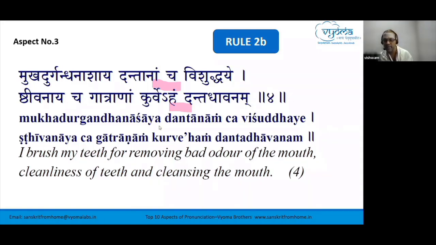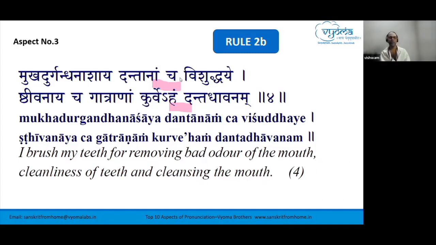Stevanaya cha gatranam guruveham dantadhavanam. So Danta Dhavanam, Dha Mahaprana. During the revision class with our teachers, let us practice the letters again. Ka, kha, ga, gha, nga. All these consonants we have to practice 5 times, 10 times. Then we have to do the Sarala Padani also. Then our basic letters will sit properly, and our shlokas will also sit together properly.